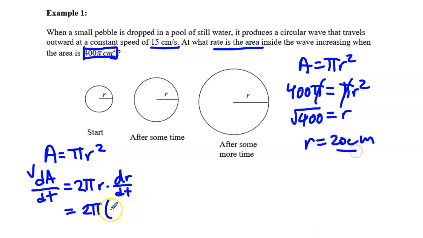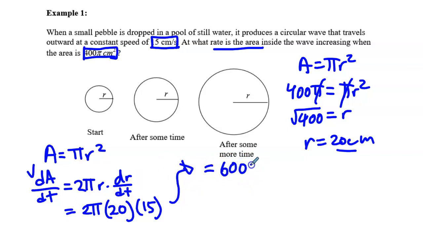Okay, so then over here, I can just go dA/dt is equal to 2 times pi times the radius of 20 centimeters times the rate of change of the radius, which we can assume is 15 centimeters. And my final answer is going to be 600 pi square centimeters per second, right? Because it's 15 centimeters per second, so that per second stays. And there it is.